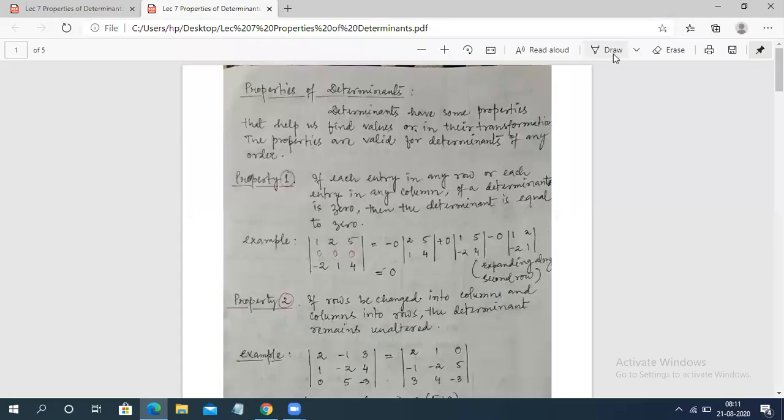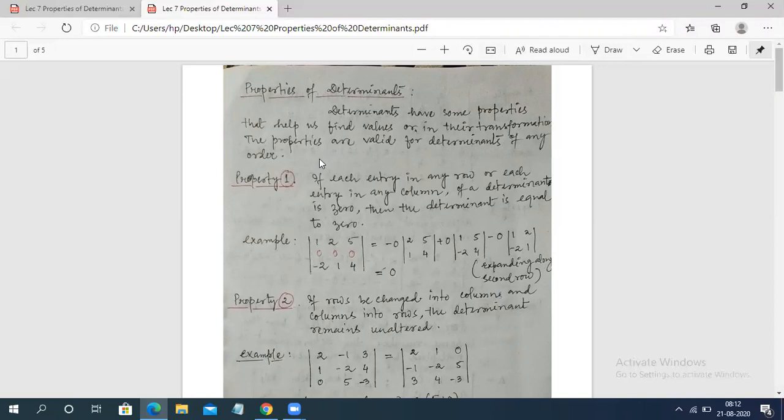Hello students, today I am going to start with the properties of determinants. Finding the value of a determinant by expanding any row or column, we have already done that part. But today we will discuss the basic properties of determinants, which help us find the values without expanding, or in their transformation also. These properties are valid for determinants of any order. So let us see what the properties are.